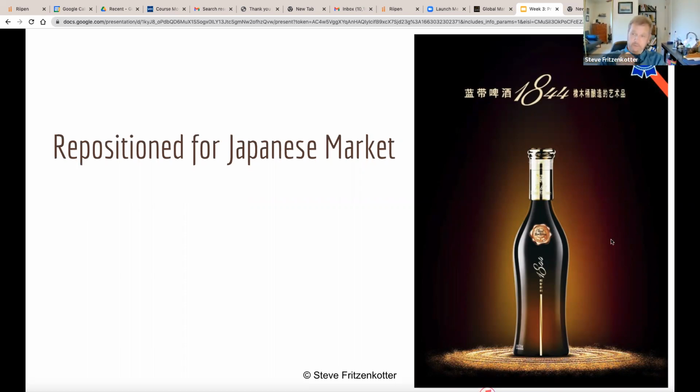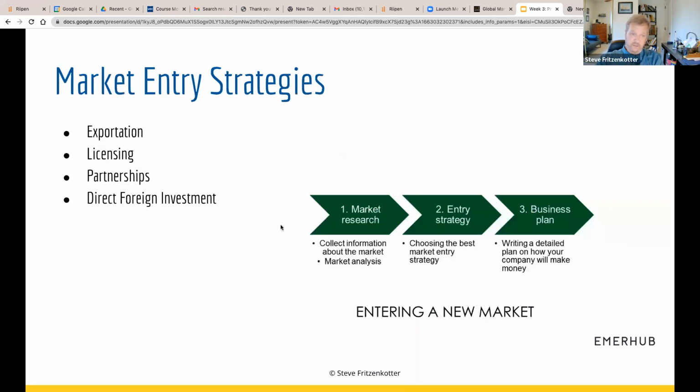Now, how were they able to do this? Well, they were able to do it because Pabst Blue Ribbon does not have the same reputation it has in the US. So they were able to reposition it in Japan. It just shows you how radically different a product can look from one country to the other. And they positioned it to the high end of the market. We'll be looking at product positioning in this lecture as well. But first of all, we're going to be discussing how to enter a foreign market.